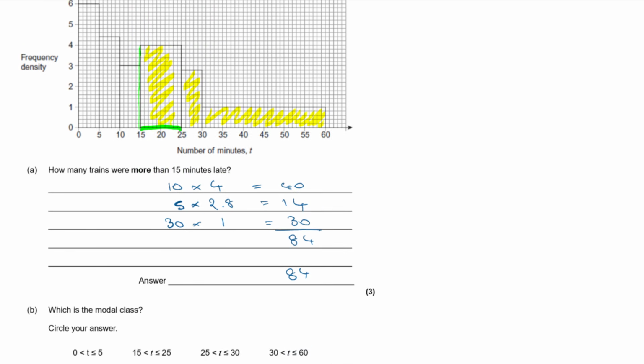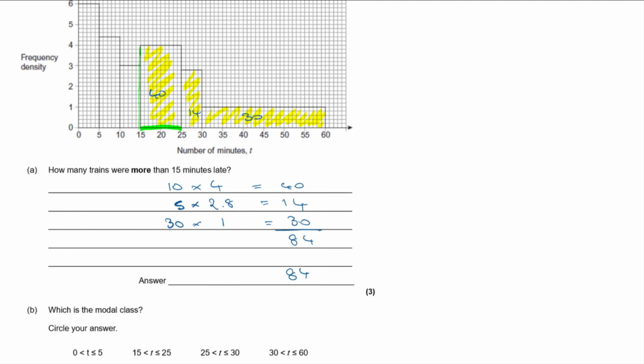Part B says, which is the modal class? The modal class is always the group with the highest frequency. So we've worked out 3 of the frequencies already. We got that one was 40, that was 14, and that was 30. So far it's that bar there, isn't it, that's the biggest, the 15 to 25. Might just want to check the tallest bar in the first one first, though.